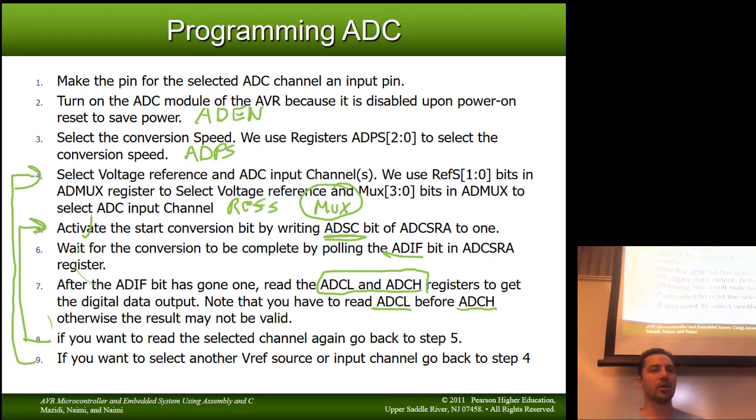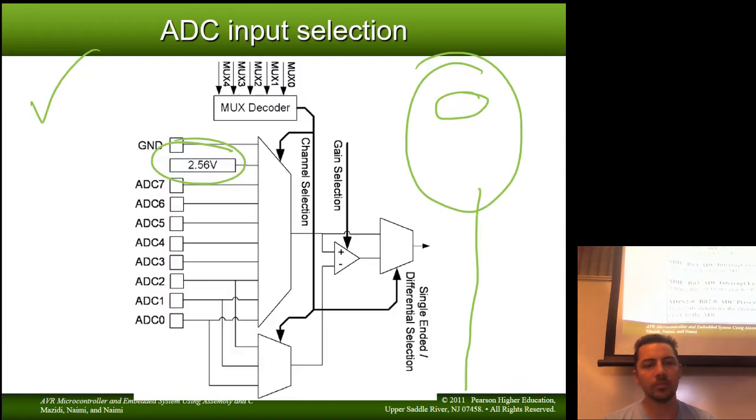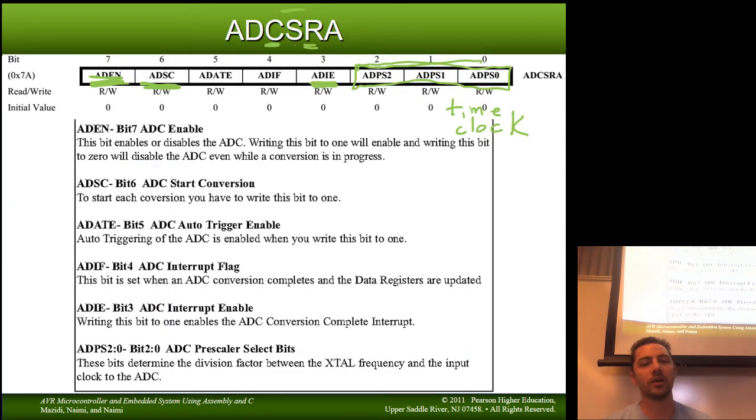Now, there is one way in which to operate this that I have not talked about. Go back to the control status register. There is one bit that I did not talk about, and it's the ADATE flag. It's analog to digital auto trigger enable. ADATE, A-D-A-T-E, auto trigger enable.